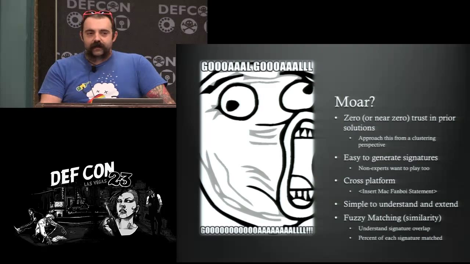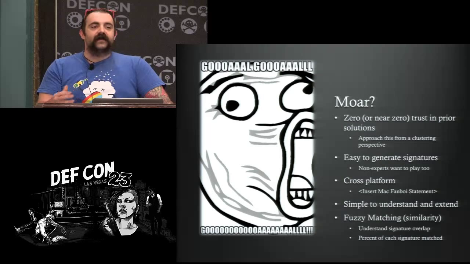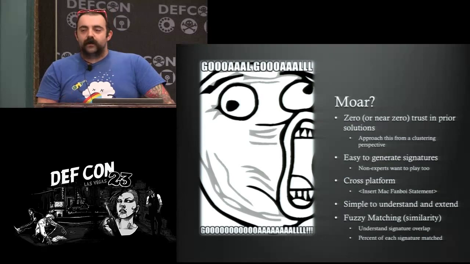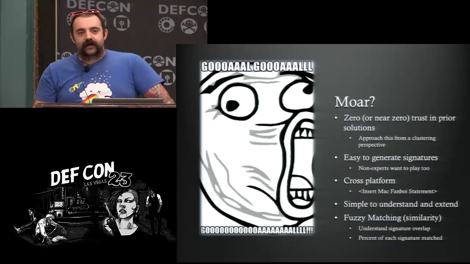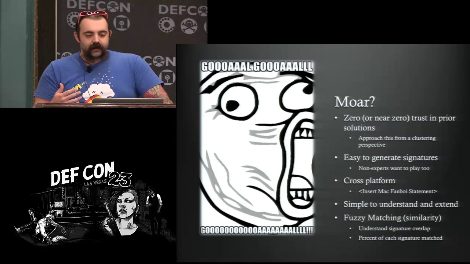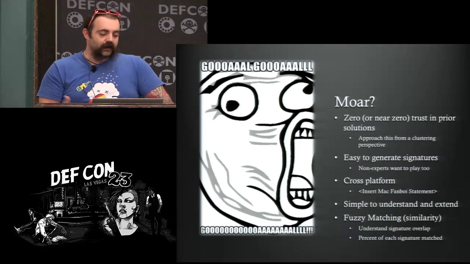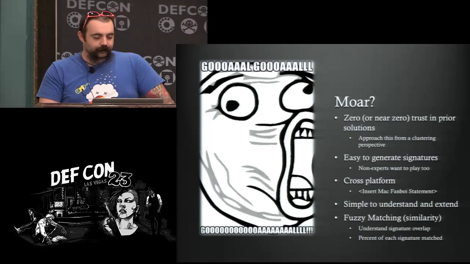The other one is easy-to-create signatures. Looking at PEID and some of the other associated tools, you've got to live in a hex editor. You've got to maybe open up IDA and find the exact pattern that you're looking for. It requires a certain bar to entry. So the idea here is, can this really be distilled down to something anybody can get value out of? So let's make it easy. And we're going to talk a little bit about the signatures as well.